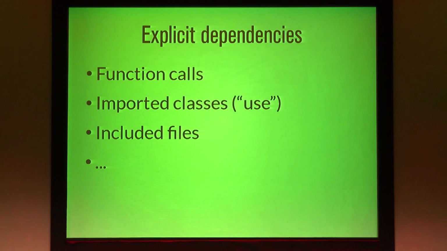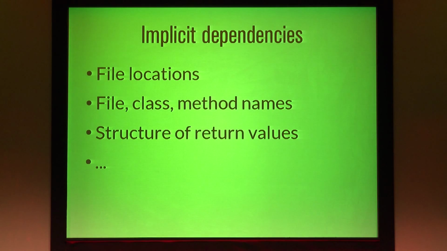Most of the time, these coupling things, these dependencies, are very explicit. So you will notice them very easily on the radar. Once you scan through your code, you will notice some explicit dependencies like function calls or classes that you use, maybe files that are included. But at the same time, there are also many implicit dependencies that are much more difficult to spot just by looking at the code.